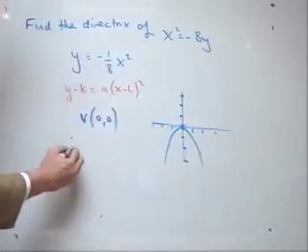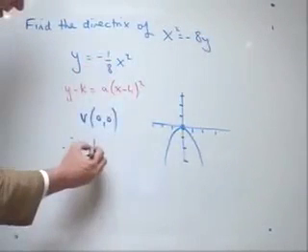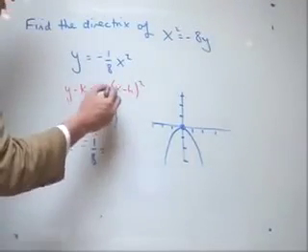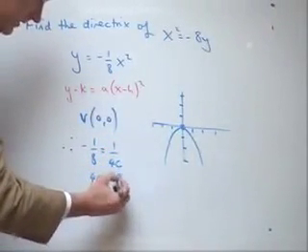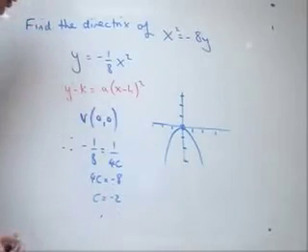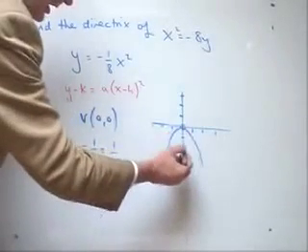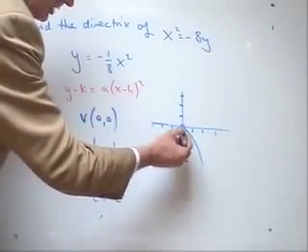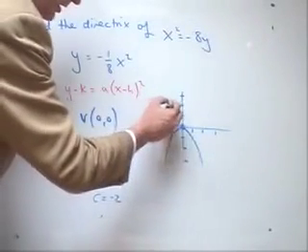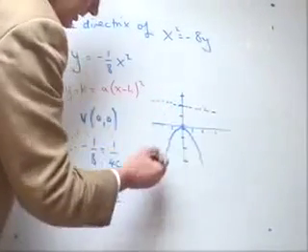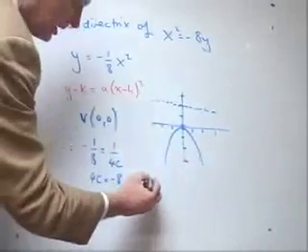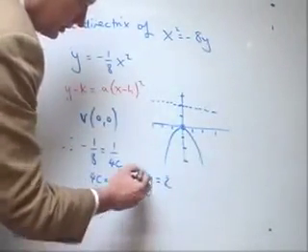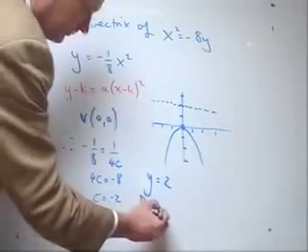Now we know that negative 1 over 8 equals the a, or 1 over 4c. 4c equals negative 8. c is negative 2. So the focus lies in here, 2. We want the directrix. It's going to be 2 up this way. c is 2. So the directrix is 2 up from the vertex. So the directrix is the equation of a line, and that is y equals 2.